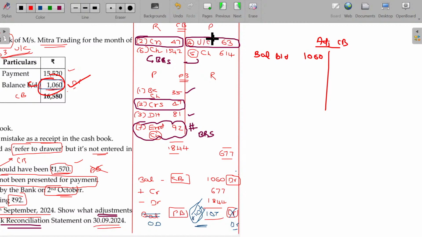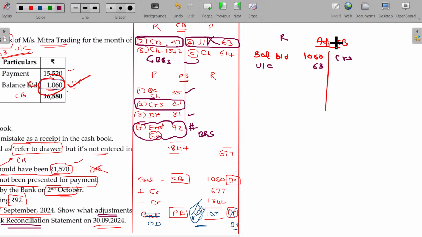This 63 is undercast, will be adjusted now. By posting the 63 here, the undercasting in the debit is rectified. Okay. Undercast. Now, what about this one? This is the wrong one. 47 is the wrong one. It should be posted on the other side. Now I am rectifying. To remove this, post here, double value will be posted on the other side.